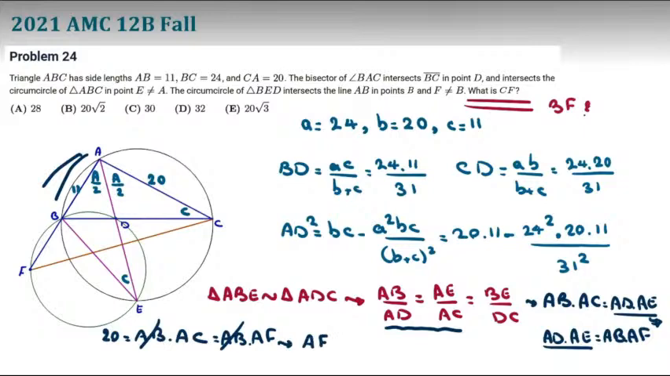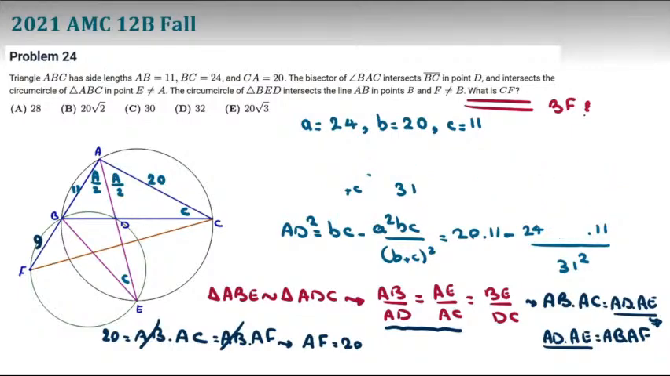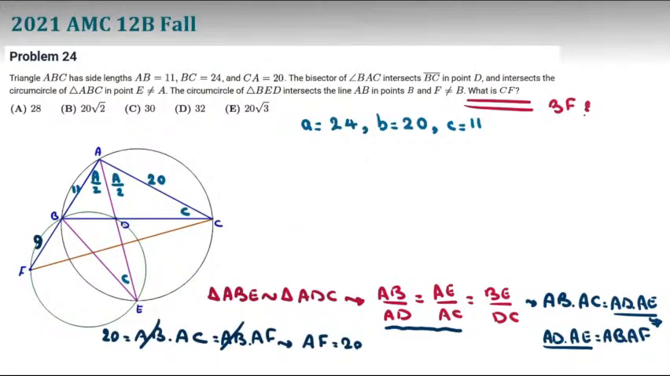AF is 20. But I wanted to find BF to use the cosine rule. So we know this part is 11 and AF is 20, so 20 minus 11 will be 9. So I know BF is 9. If I know cos of 180 minus B, then I can find CF. So let's erase these things here. I just wanted to show you can use this length if the problem needs.